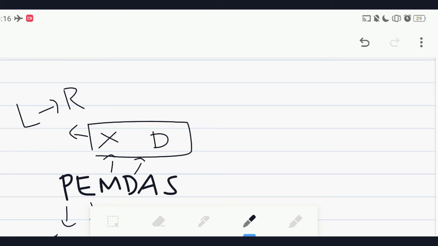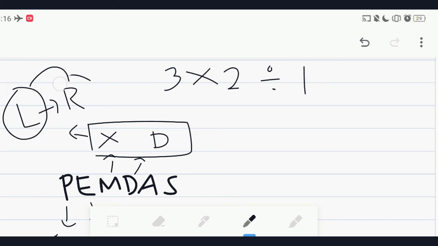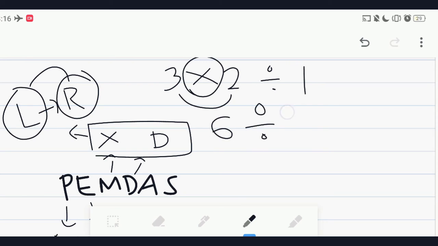What does that mean? For example, you have 3 times 2 divided by 1. You have to use the operation that you see first, from left to right. The left one is multiplication, right? So you do this one first, it becomes 6, and then divided by 1, it becomes 6. Remember, you have to do it left to right.